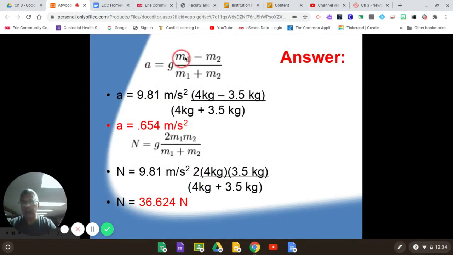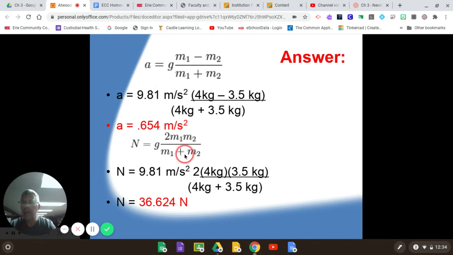So a equals g, M1 minus M2 over M1 plus M2. So you put this in, make sure you got your parentheses. So you got 4 minus 3.5, so that's a half on top, and then 4 plus 3.5, which is 7.5 on the bottom. Divide these out, multiply by 9.8. The acceleration will be 0.654 meters per second squared. It would move kind of slow.